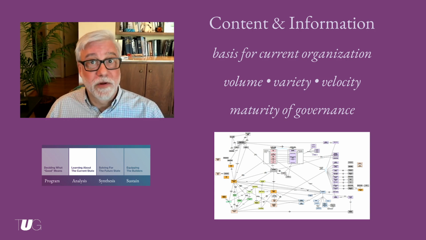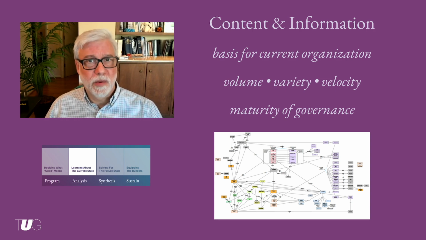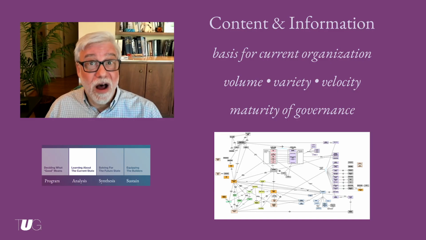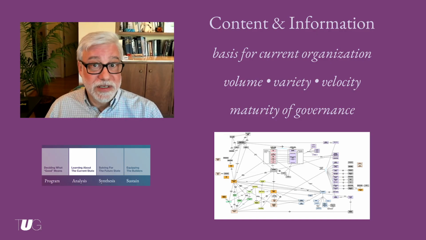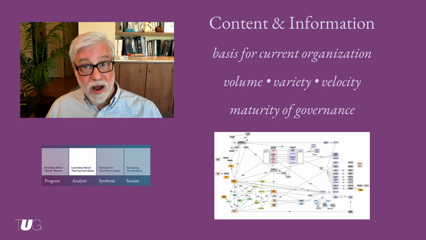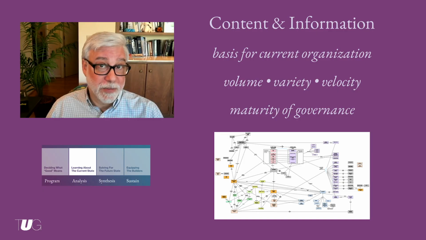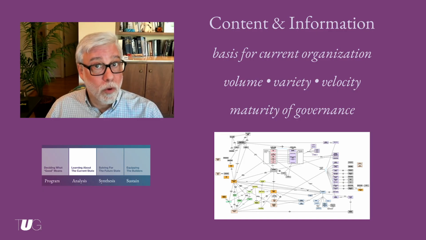What's the basis for the current organization? Why is it the way it is now? What are the dynamics of the content in terms of the volume of the content, the variety of content types, the velocity of creation and change within it? And it's good to assess the maturity of how the organization deals with content and taxonomy governance, which will help set up realistic expectations as you move on toward a solution.